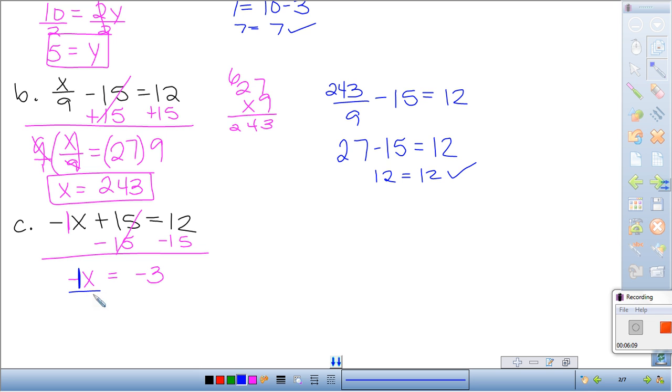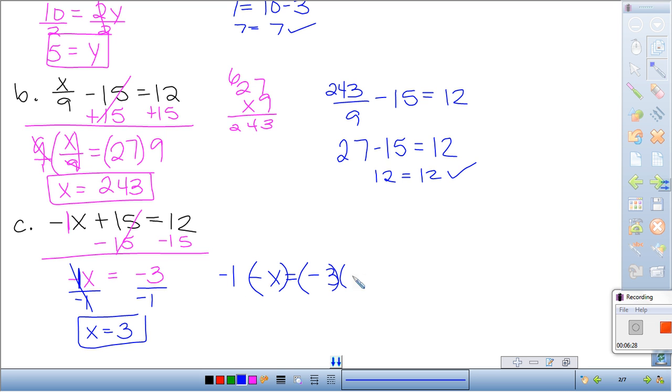You can, one, divide by negative 1 on both sides. Negative 1 divided by negative 1 is a positive 1 times x is just x. Negative 3 divided by negative 1 is a positive 3. Or it'll work just as well to multiply both sides times a negative 1. Remember, the multiplication property of negative 1 says that it just changes the sign. A negative 1 times a negative x is a positive x. Negative 3 times negative 1 is a positive 3.